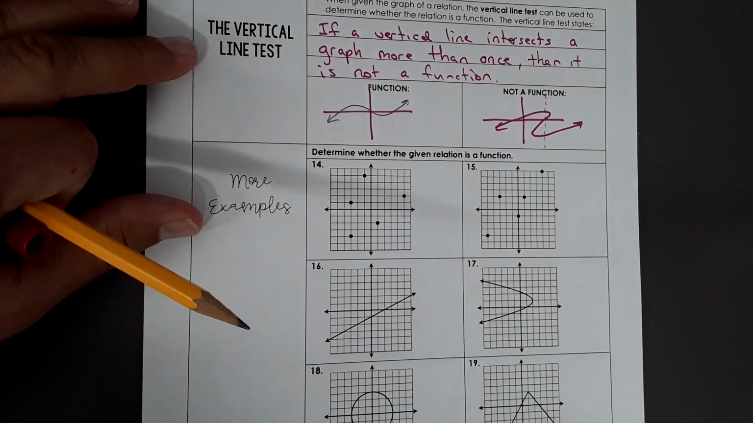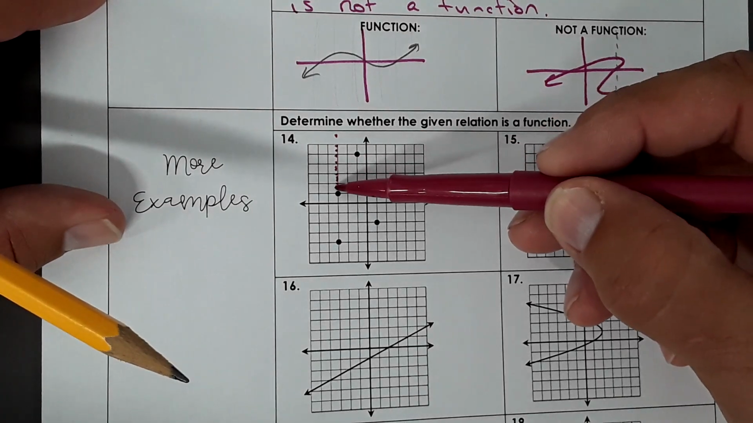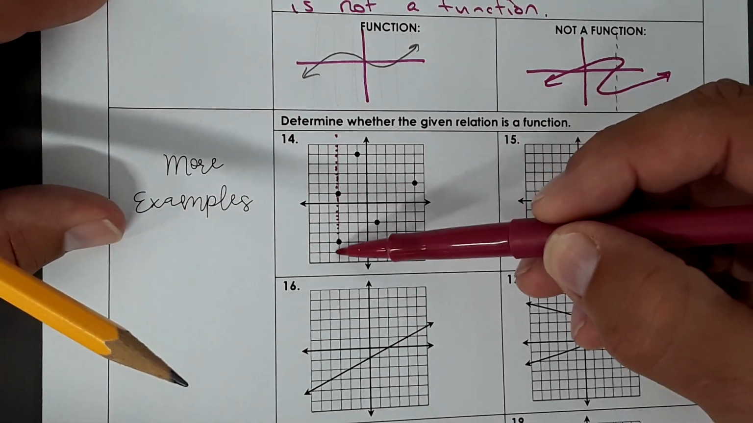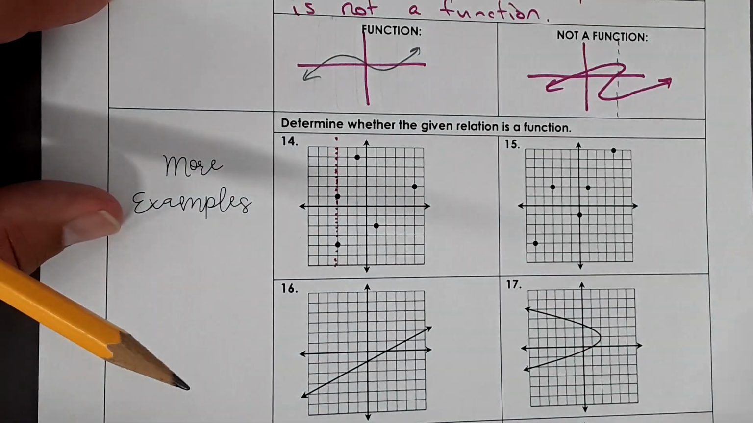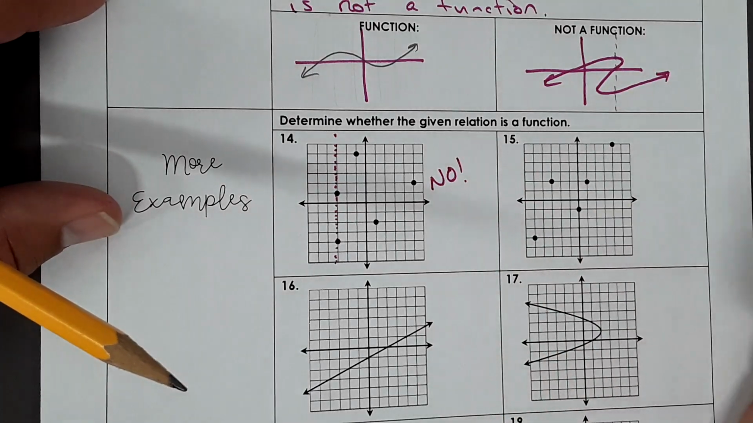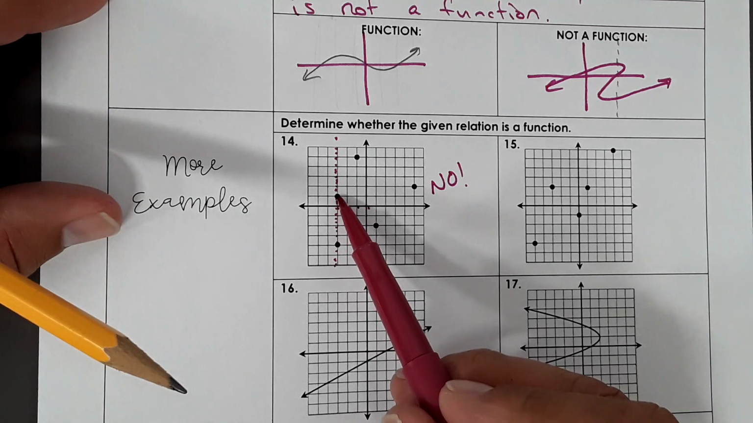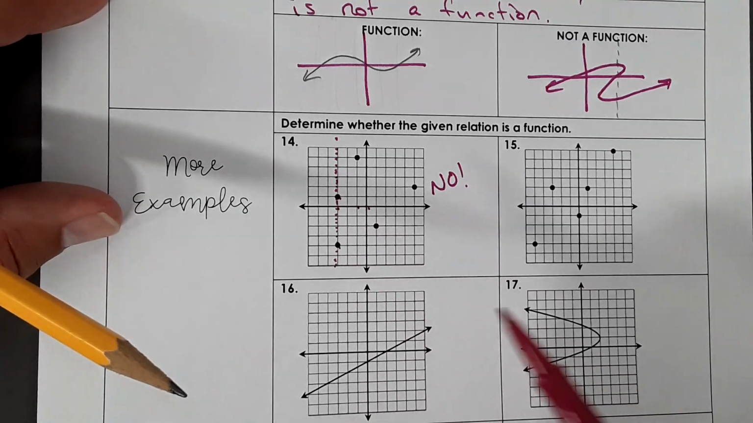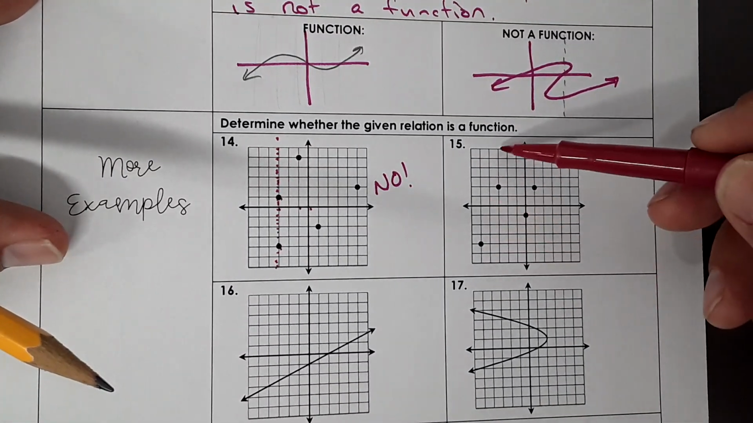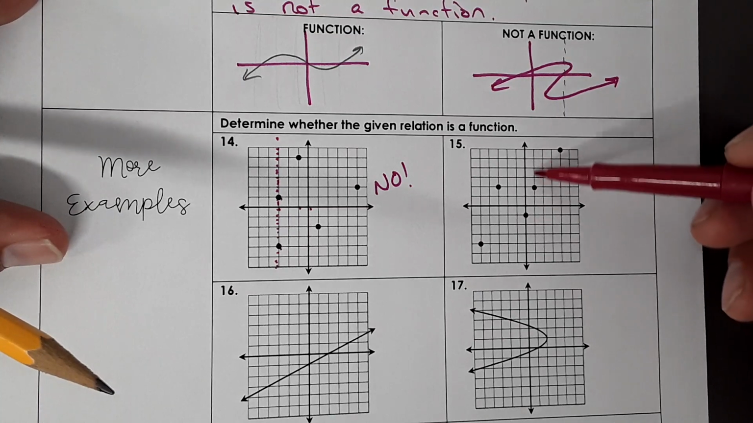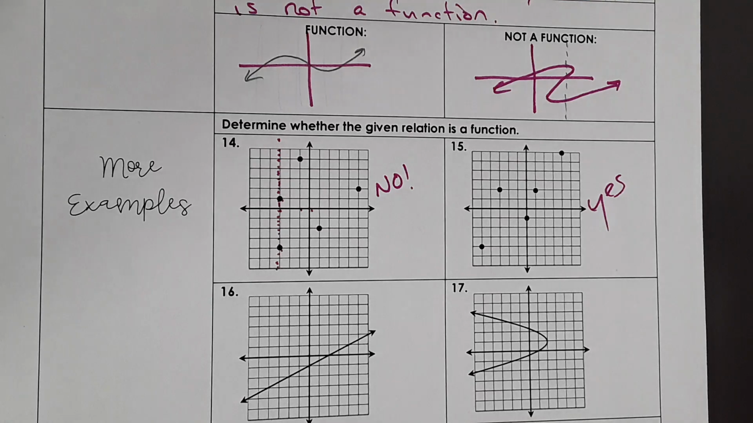So let's look at a few graphs. So 14, if I drew a vertical line right here, I hit that point, and I hit that point too, which means these guys create a situation where this is not a function. They have matching x numbers. This has a -3, and that has a -3 as x numbers. If I look at 15, the vertical line only crosses through 1 point at a time. Never did it cross through more than once, so it's a function.